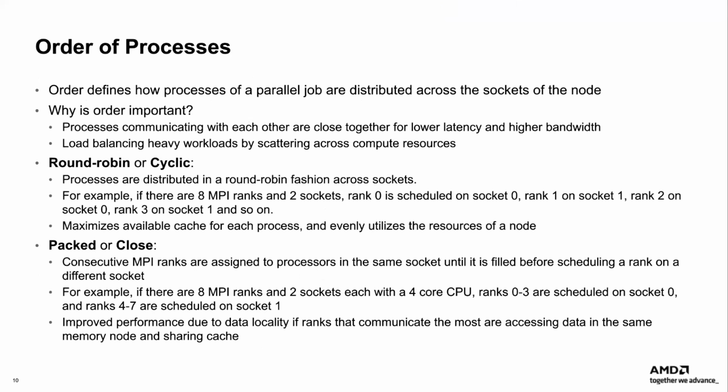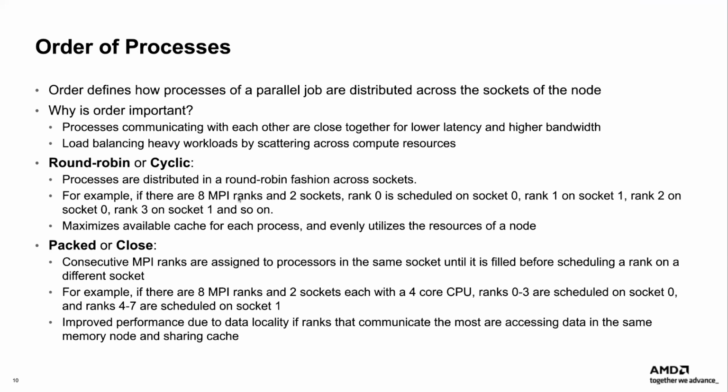Okay, what is order? Order defines how the various processes of a parallel job are distributed across the sockets of the node. Again, it is very important for processes that are communicating with each other to be close together. If they are spread far apart, then there's going to be higher latency of transfers. That is the main reason. We also want to load balance heavy workloads by scattering across compute resources and avoid contention. Typically, there are many ways of ordering processes, and we just brought up two of them. By default, you'll find that the processes are distributed in a round-robin fashion across sockets.